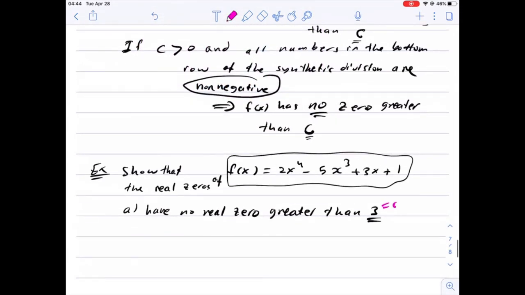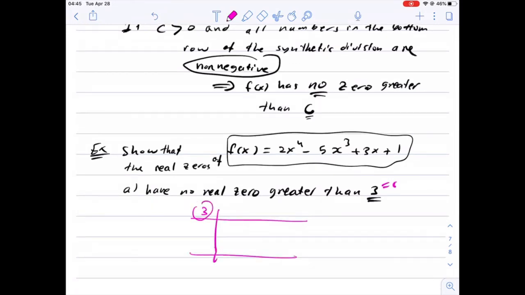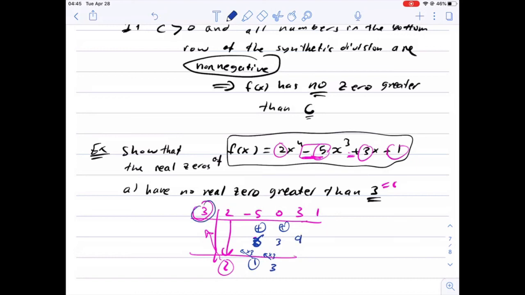Here we first need to do the synthetic division and divide by 3, putting the coefficients of the polynomial with their signs. So we have 2, -5, but we don't have x squared, so we put 0 here, then 3, and 1. We bring the 2 down, multiply by 3 to get 6, add to -5 to get 1, multiply by 3 to get 3, plus 0 is 3, multiplied by 3 gives 9, plus 3 is 12, multiplied by 3 you get 36, added to 1 we get 37.